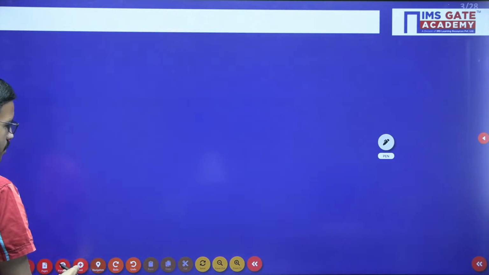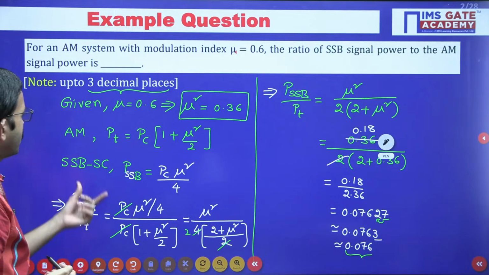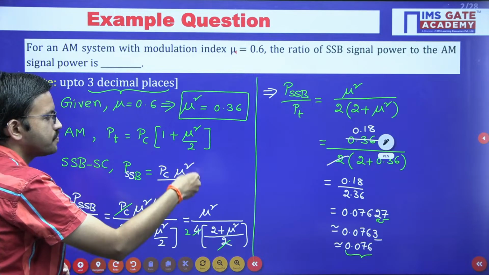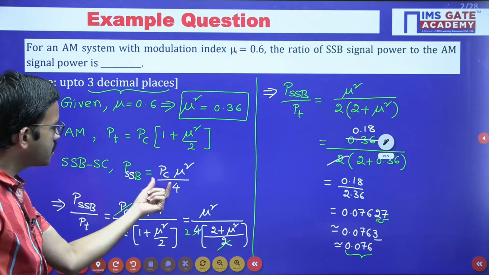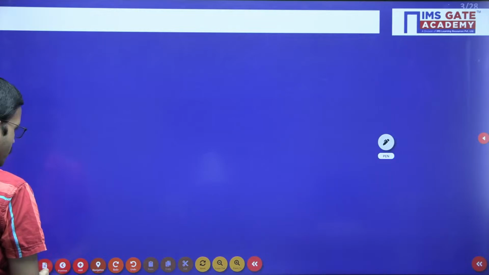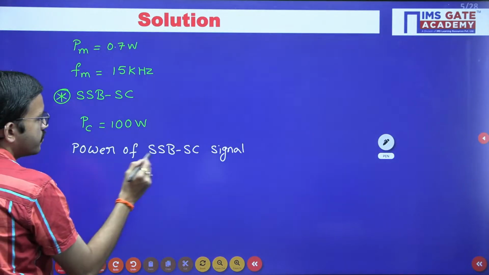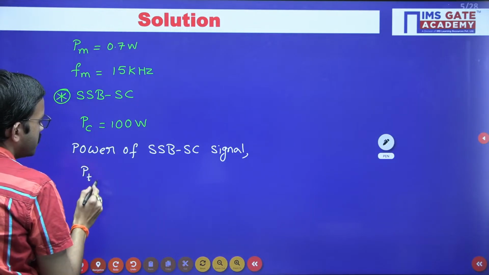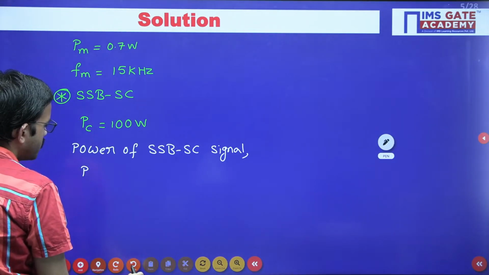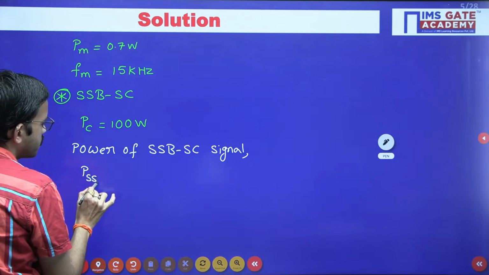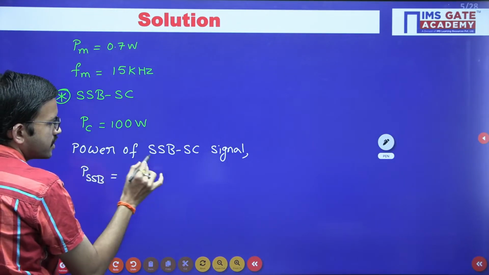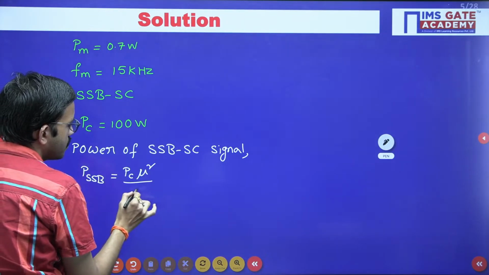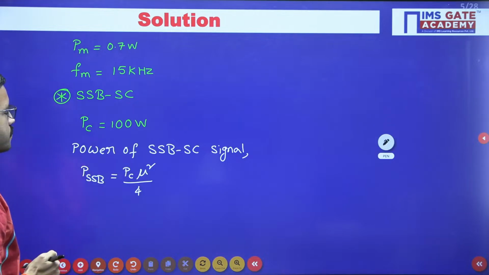So just now in the previous question we mentioned the power of the SSB-SC signal, which is nothing but PC mu square by 4. This formula you can use now. For the time being I am labeling the power of the SSB-SC signal as P suffix T. Otherwise, if you want, you can assume P suffix SSB, no problem. Power of the SSB-SC signal is nothing but PC into mu square by 4, right?